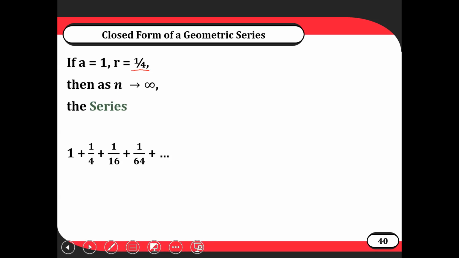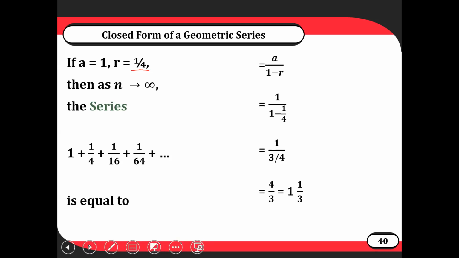So this is 1 plus 1/4 plus 1/16 plus 1/64. And that's equal to, if we take the same formula, 1 over 1 minus 1/4, which is 1 over 3/4. And that's 4/3, which is equal to 1 1/3. And that's the same answer that we got when we looked at it visually using these geometric shapes.